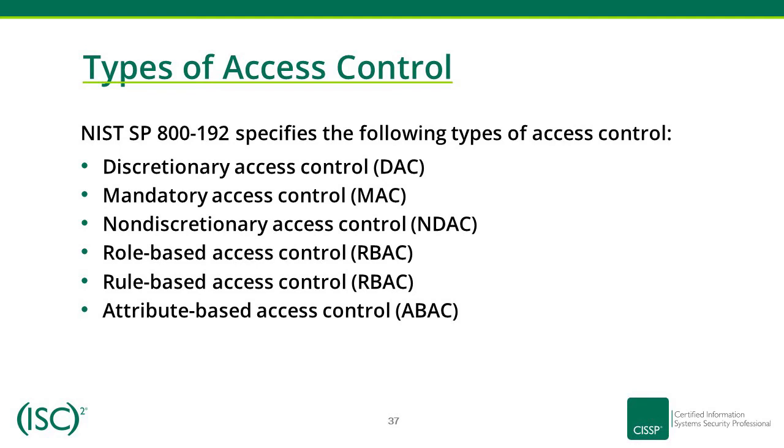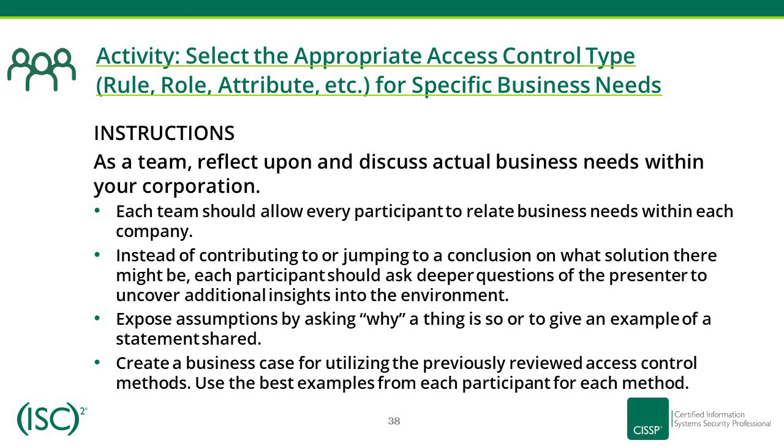Activity. Select the appropriate access control type, rule, role, attribute, etc., for specific business needs. Instructions. As a team, reflect upon and discuss actual business needs within your corporation. Each team should allow every participant to relate business needs within each company. Instead of jumping to a conclusion on what solution there might be, each participant should ask deeper questions of the presenter to uncover additional insights into the environment. Expose assumptions by asking why a thing is so or to give an example of a statement shared.